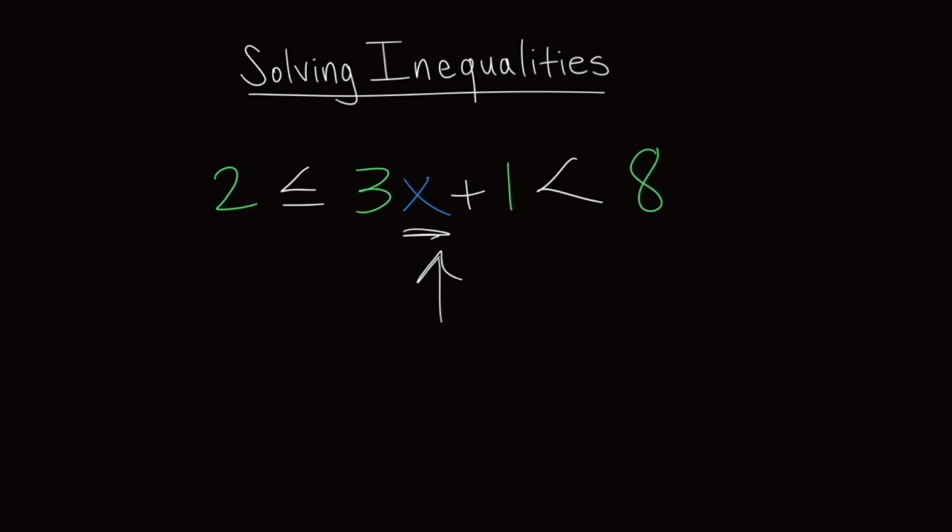Well, let's first subtract the 1 from the middle. Let's do minus 1. But in this double inequality, we have to do the same thing to all three parts. So we're going to subtract 1 from the right side also, and also from the left side. What does that leave us with? The very left side is going to be just 1, 2 minus 1. We still have our less than or equal to sign. Pull down our 3x here. Now these two ones have canceled out, so in the middle there's no more 1. And on the right-hand side, we've got 8 minus 1, which is 7.